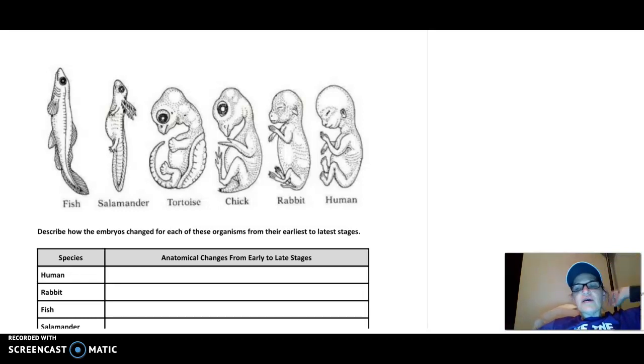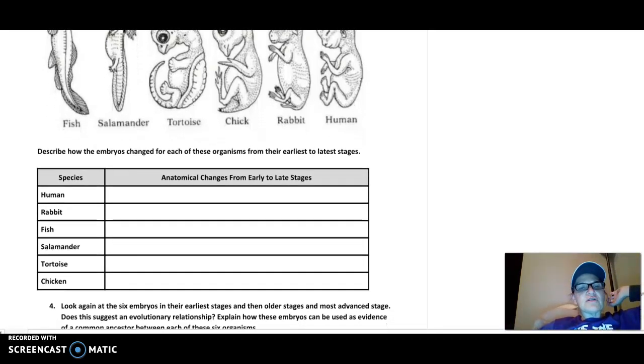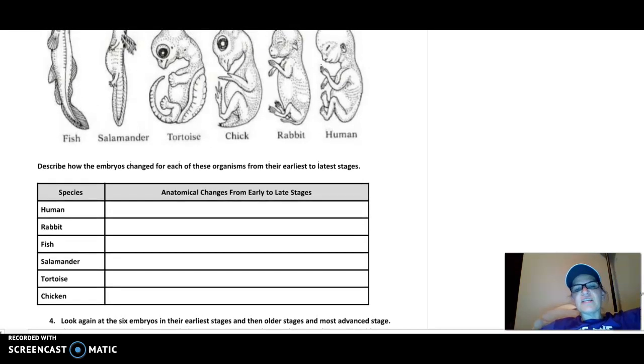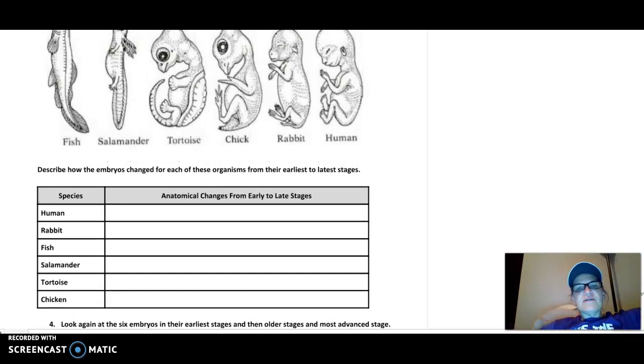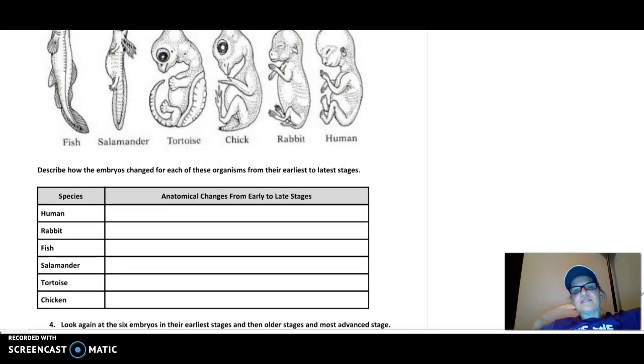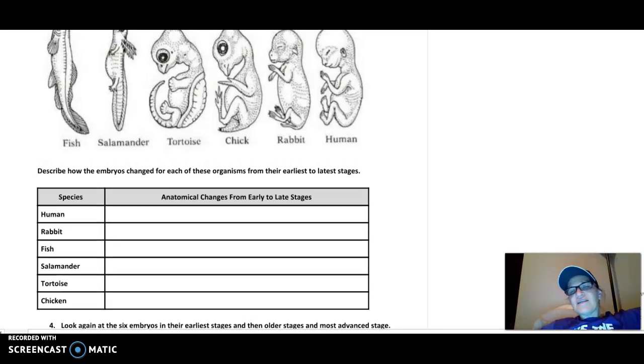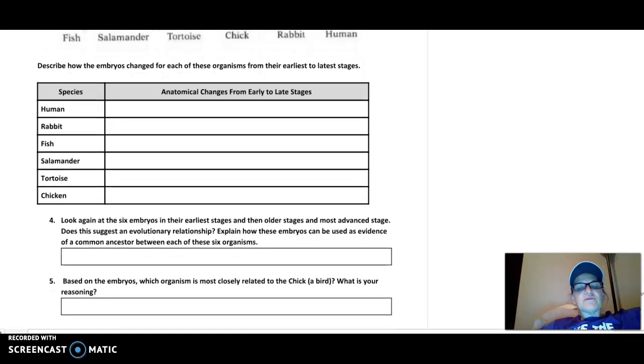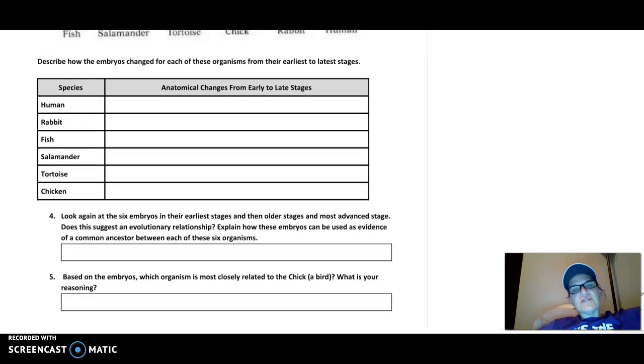So go ahead and fill out this little chart. It gives you the species, and then just identify the anatomical changes, the things that you see, from early to late stages. You don't have to identify all of them, maybe list 1 or 2 for each of the organisms. Then look again at the 6 embryos in the earliest stage, and then the older stage, and the most advanced stage. So kind of go from the earliest to the oldest. Don't go back and change your prediction. It's totally fine that they weren't completely correct.